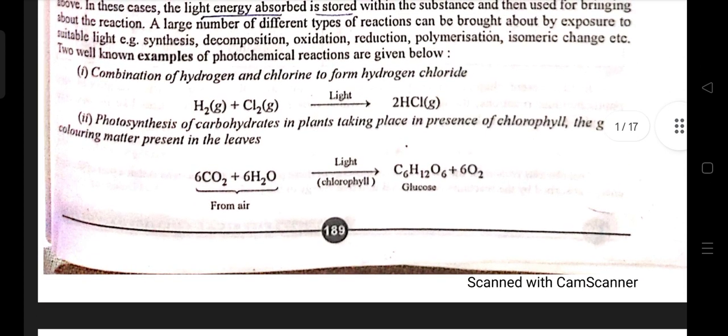First, combination of hydrogen and chlorine to form hydrogen chloride, that is, H2 gaseous plus Cl2 gaseous, in presence of light, is converted into 2HCl, which is gaseous. Second, photosynthesis of carbohydrates in plants taking place in presence of chlorophyll, the green coloring matter present in the leaves, and the reaction is 6CO2 plus 6H2O, in presence of light, converted into glucose, that is, C6H12O6 plus 6O2.